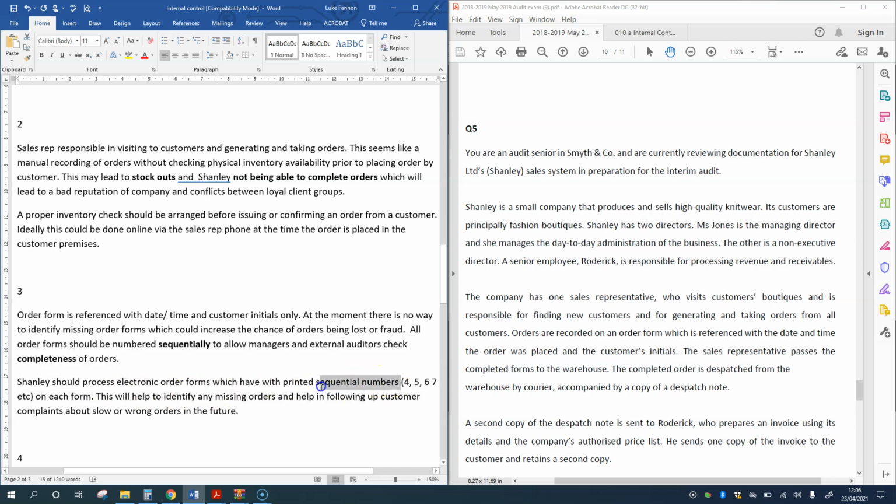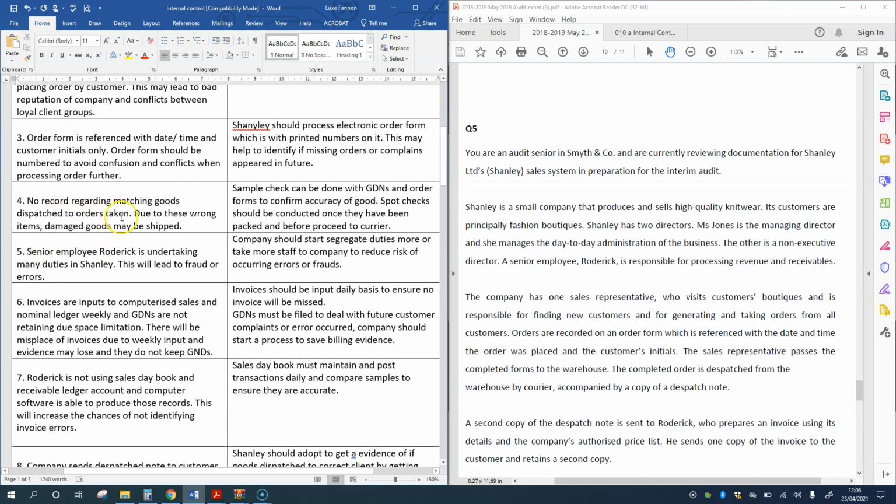Okay, print sequential numbers, and follow up on customer complaints about slow orders is good, and then you'd also want missing orders somewhere. That's because that's what we're looking at. Missing orders, completeness, sequential. They're the key things probably that we're missing from the answer that have been bolded there.